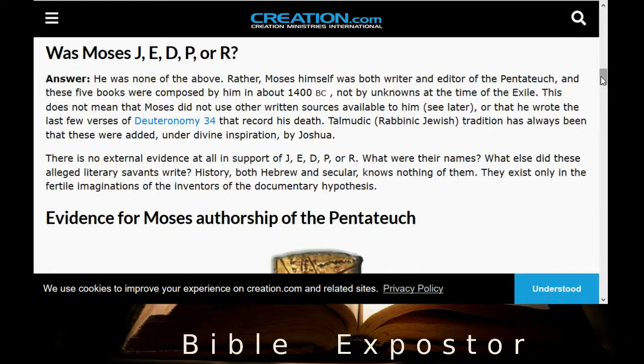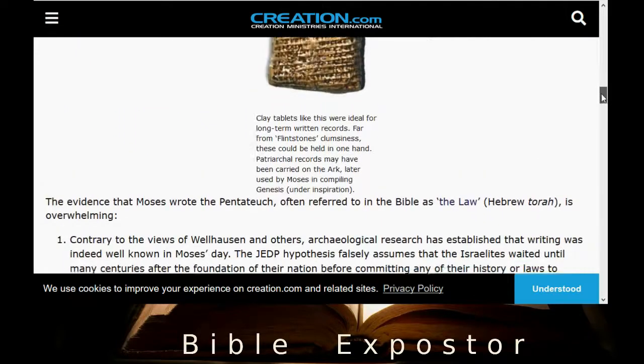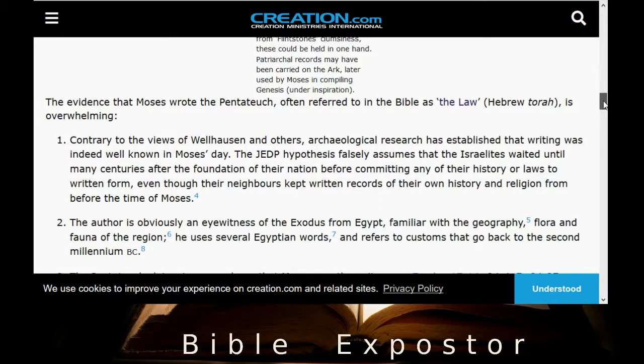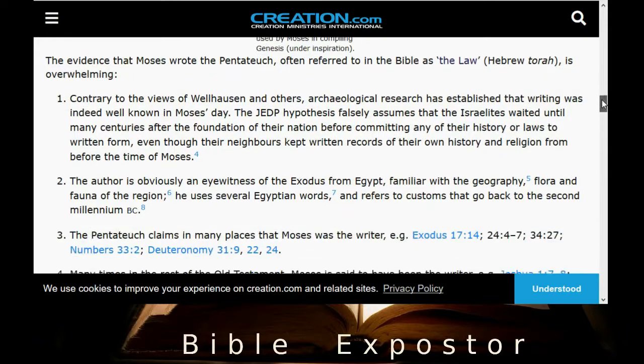But the facts are, and the evidence are, that Moses himself was the grand editor of these first 5 books. So we have clay tablets with writings on them. One objection is writing hadn't been invented, and that, of course, is false. Writing was invented a long time before Moses. And by the way, they point out that the Torah means law. And the JEDP hypothesis falsely assumes that the Israelites waited until many centuries after the foundation of their nation before committing any of their history or laws to written form, which is ridiculous.